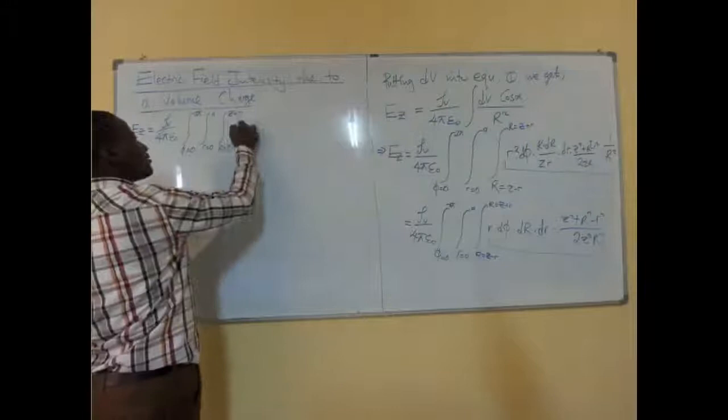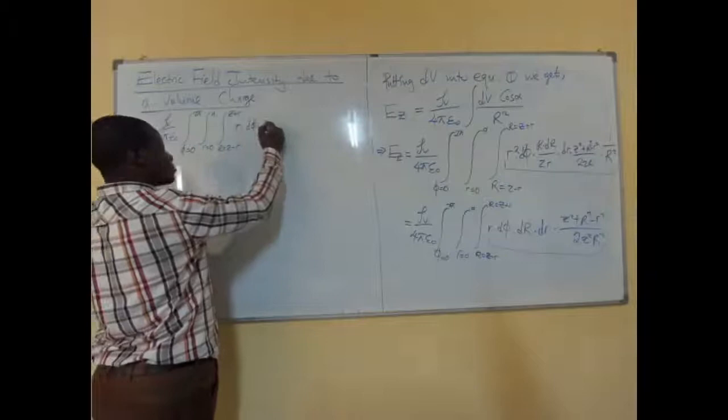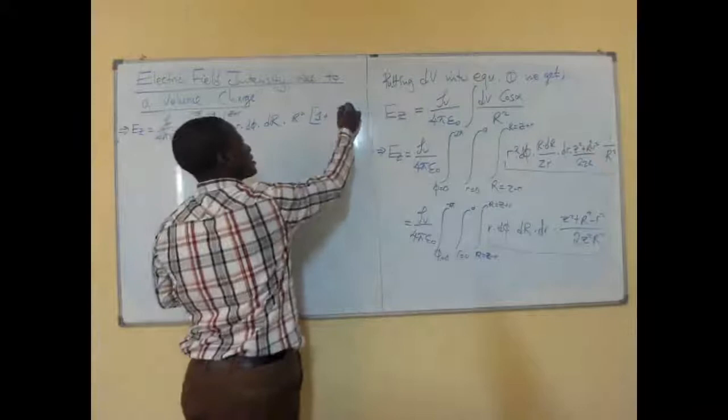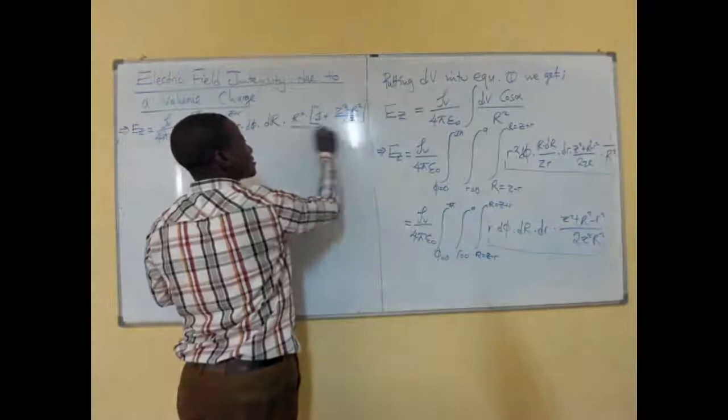R dR multiplied by R squared. All this multiplied by 1 plus, so you are factorizing the R squared there into Z squared minus r squared over R squared. All this we divide by 2 Z squared R squared.